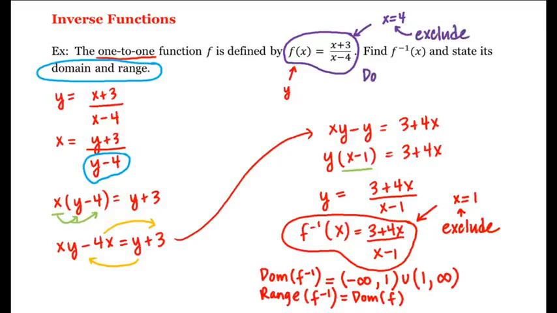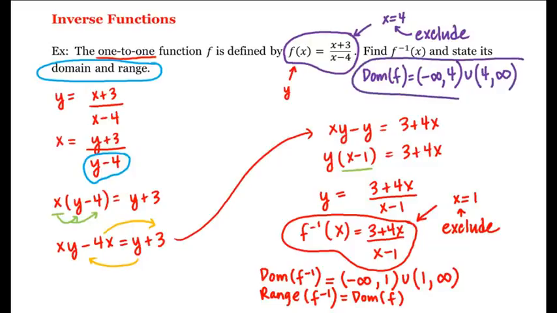That is, the domain of f, written in interval notation, is the interval from negative infinity up to 4, open parenthesis, because we want to exclude 4, union, open parenthesis again at 4, because we want to exclude 4, up to infinity, which is also the range of the inverse. That is, this is equal to negative infinity up to 4, union 4 to infinity.